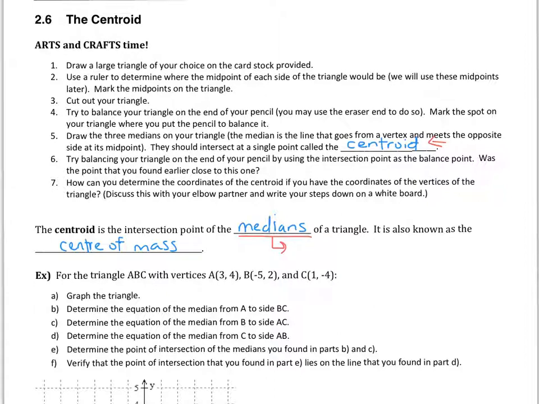A median goes from a vertex of a triangle and meets the opposite side at 90 degrees. Sorry, not at 90 degrees, at the midpoint. We'll do the 90-degree one later when we get into some other things. Meets the opposite side at its midpoint.